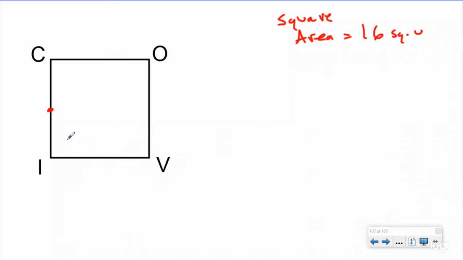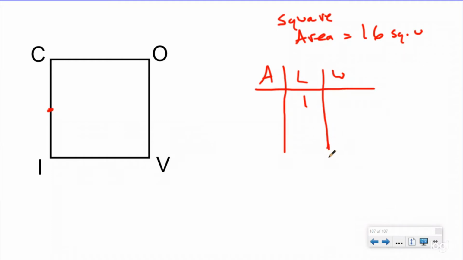And we know it is a square, which means all our sides have to be congruent. So if you can't figure this out right away by yourself, that's totally okay. You can do a guess and check. The first thing you need to do is figure out, okay, what are my length and my width? So if you start at 1, that means everything would be 1, right? Your length would be 1 and your width would be 1. 1 times 1 would give you an area of 1 square unit.